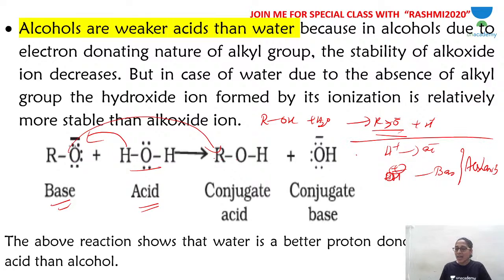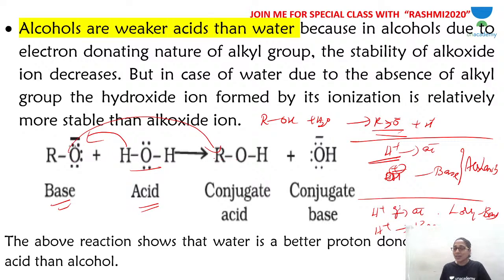According to Arrhenius, acid is a substance which releases H plus ion in water. Base is a substance which releases OH minus ion. According to the Lowry-Bronsted concept, what is acid? If a compound releases H plus ion, that is acid. If a compound accepts H plus ion, that is a base.